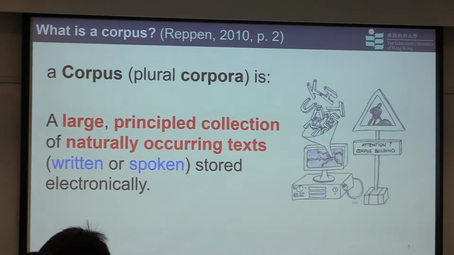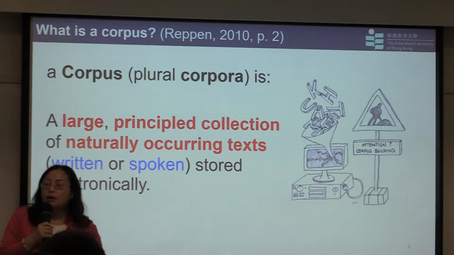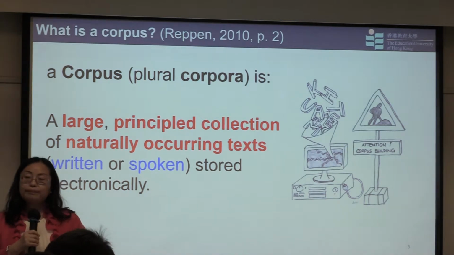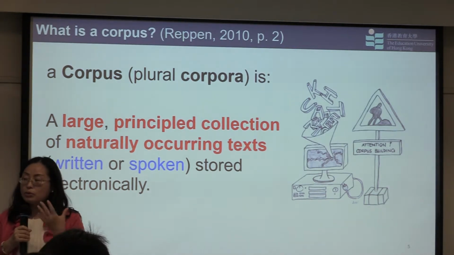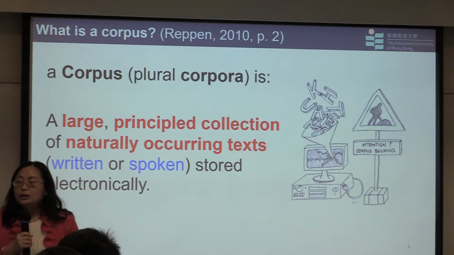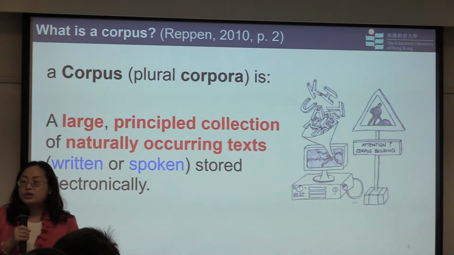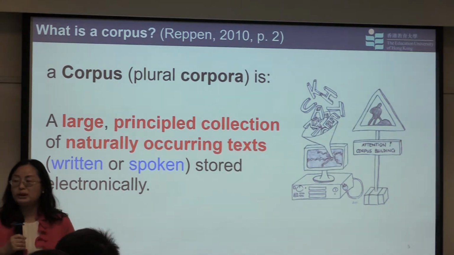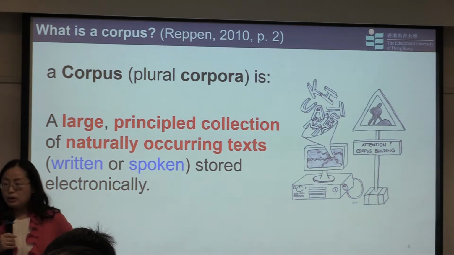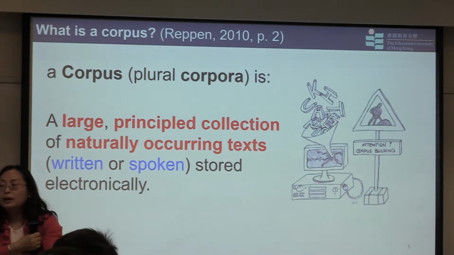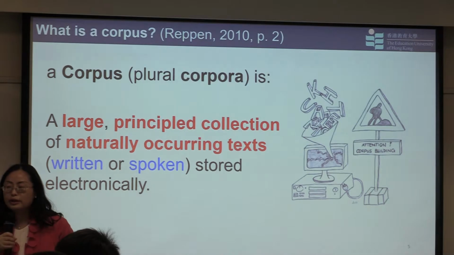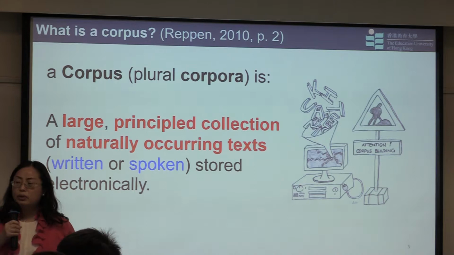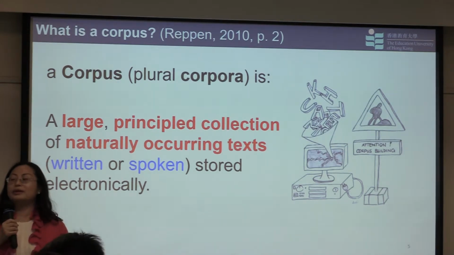Right. Well, so what a corpus is: a corpus is a singular form, and the plural form is corpora. Okay, so several corpora, two corpora, one corpus, okay. It's a large, principled collection of naturally occurring texts, be it written or spoken, stored electronically, okay? So it's a large collection. The largest one I think is COCA. It contains more than 5 million words. No, 500 million words, sorry.